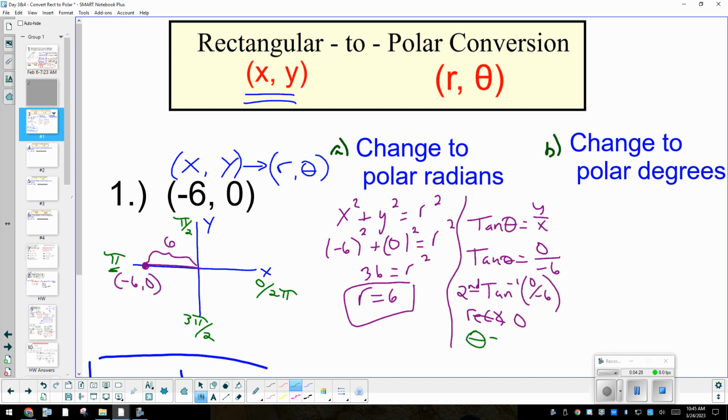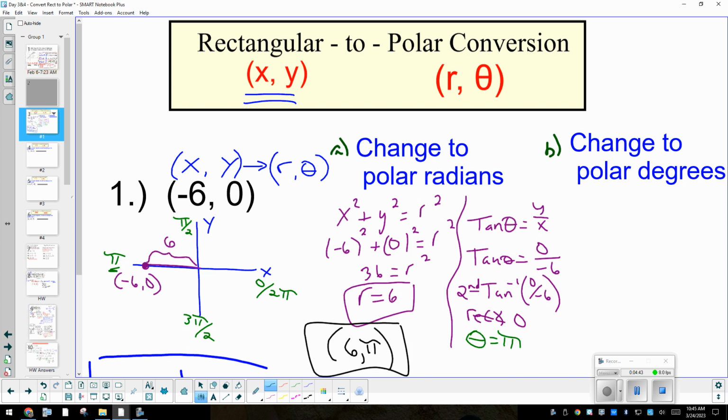So now we have our theta. Theta is pi. So you just have to write it as a polar point, which would be r comma your theta. And that's your first answer.